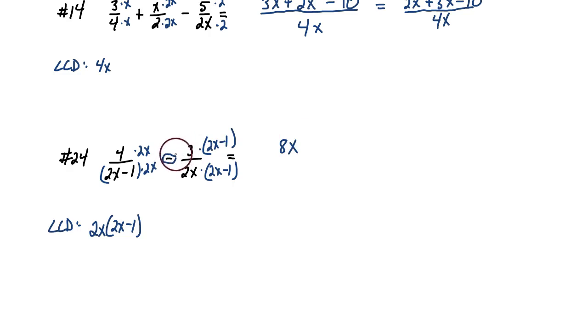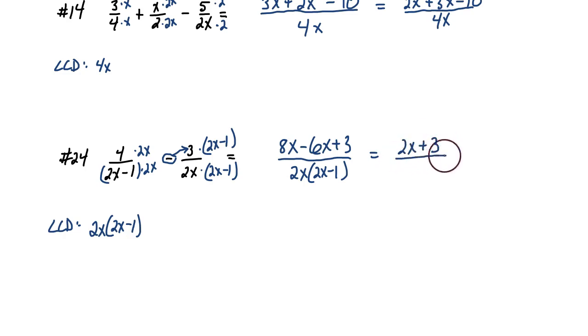Think of this minus sign as being with the 3. So think of it as negative 3. Negative 3 times 2x is negative 6x. Negative 3 times negative 1 is positive 3. And that's all over our common denominator. Now let's combine like terms in the top. 8x subtract 6x is 2x. And then there's the plus 3. And that's all over our common denominator. And there is the final answer.